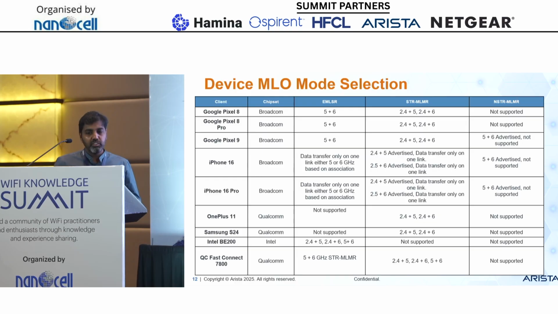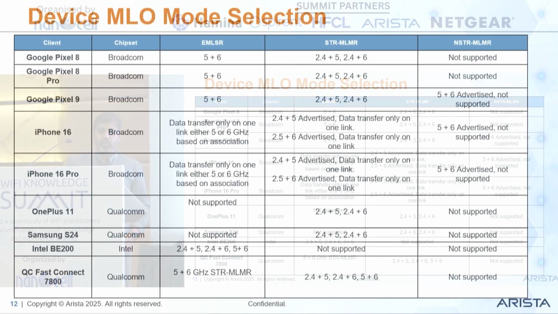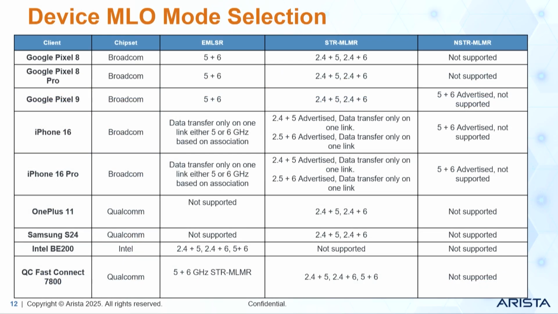Here is a huge list of clients. I'm not going to go through each of these clients, but at a high level, we added the chipset, Broadcom, Qualcomm, and we also added EMLSR, STR, MLMR, and non-STR, right? Long story short, what we are trying to say here is about iPhone 16 and Google Pixel, which we are going to talk about much in this presentation.